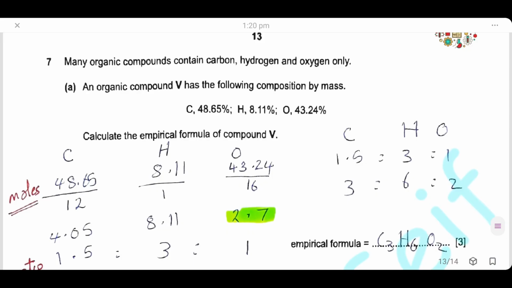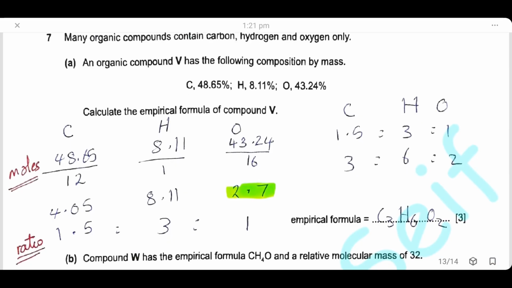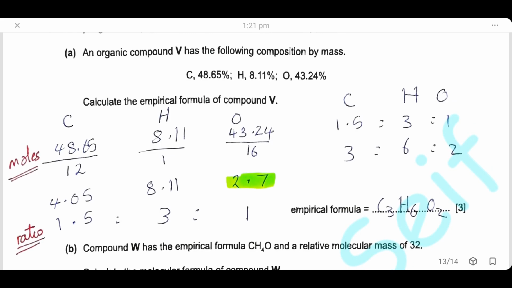Question 7. Many organic compounds contain carbon, hydrogen, and oxygen only. An organic compound V has the following composition by mass, and you have to calculate the empirical formula for this compound. First, we will write each percentage for each element: 48.65 for carbon, 8.11 for hydrogen, and 43.24 for oxygen.